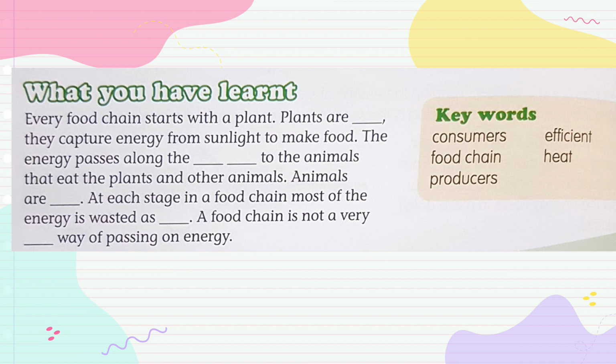Plants are, we learned, producers. They capture energy from the sunlight to make food. The energy passes along the food chain to animals that eat plants and other animals. Animals are consumers. At each stage in a food chain, most of the energy is wasted as heat. It's wasted in many ways, but it's mainly wasted as heat because it's used for so many things.